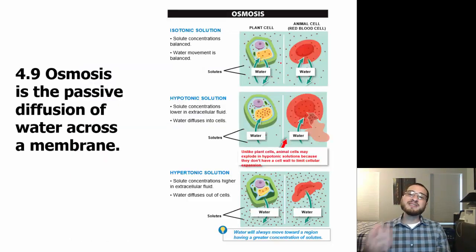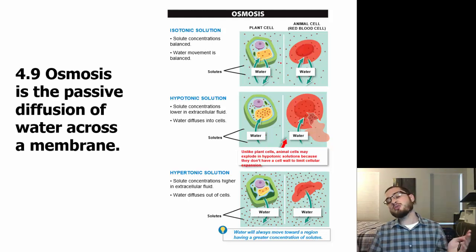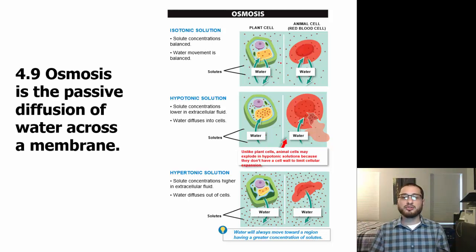Now, one type of diffusion, so diffusion talks about the passive transport or movement of molecules, but when we're talking about not just any old molecule passively moving, but we're talking specifically about water molecules moving, we call this osmosis. So osmosis is diffusion, but it's talking specifically about the diffusion of water across a membrane.